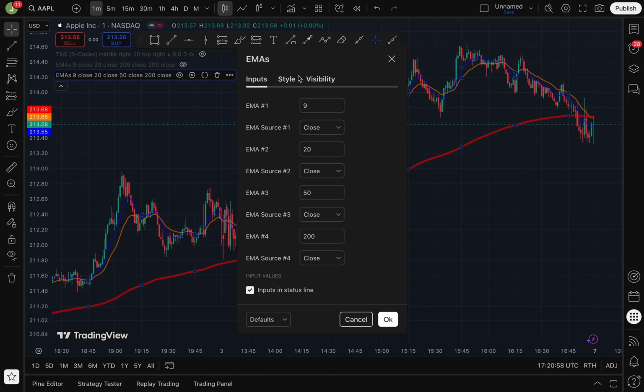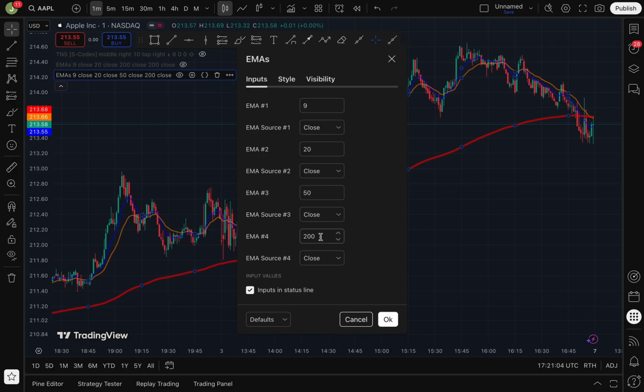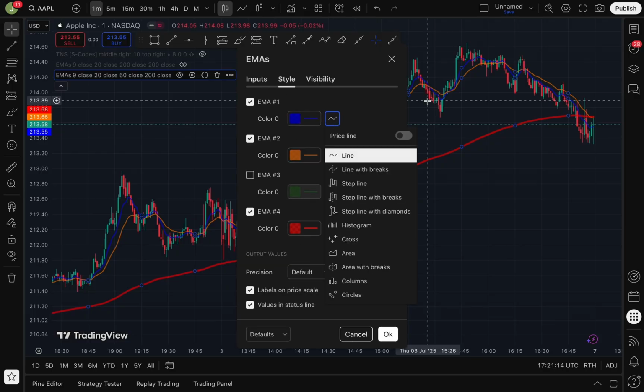EMA 20, yes, that's the one we're using. And EMA 3 is the one we're not using, so we're gonna leave it. And EMA 4 is 200. So it's already put on the sets we wanted: 9, 20, and 200. Leave it like that. You can change the colors if you want. You can change the thickness of those lines.